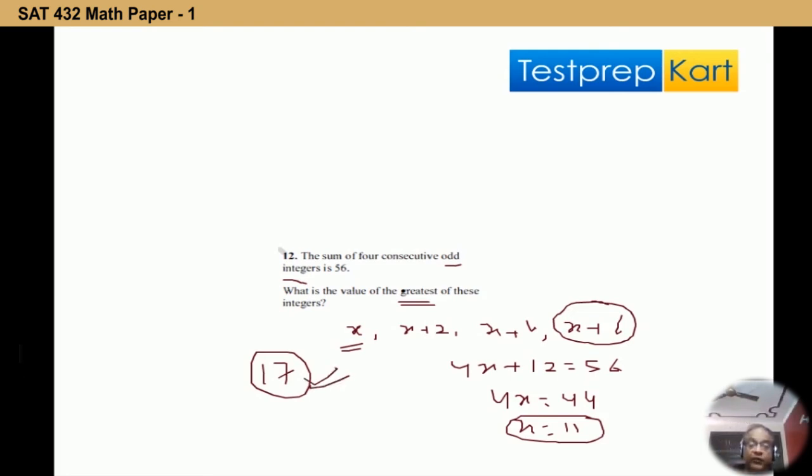And why have I taken a gap of 2? Because the question says the sum of 4 consecutive odd integers, and therefore you have to take a gap of 2. If it's 4 consecutive integers, then it's a gap of 1, that is x, x plus 1, x plus 2, and x plus 3.